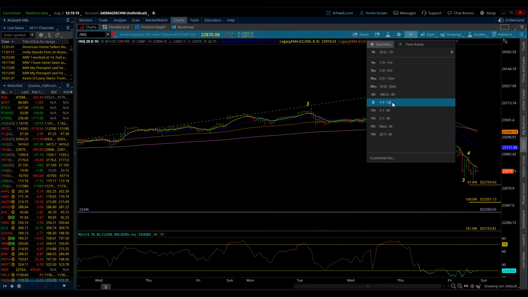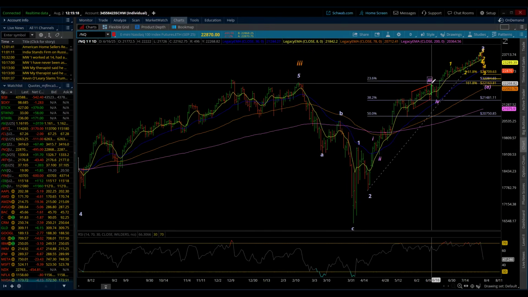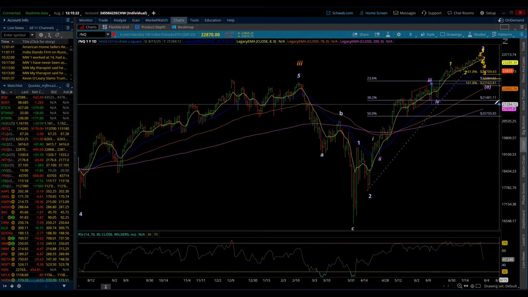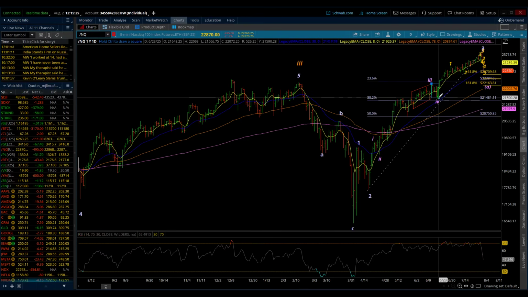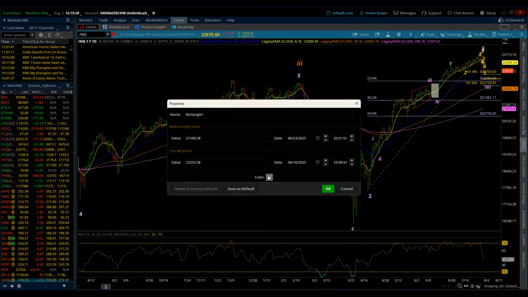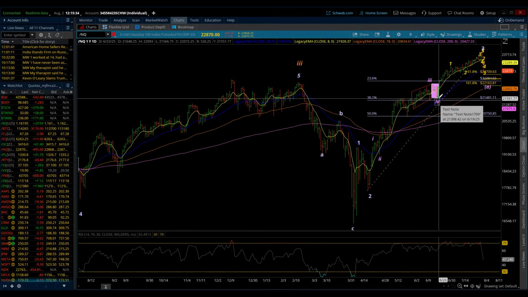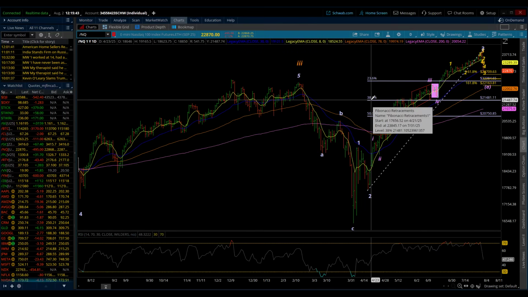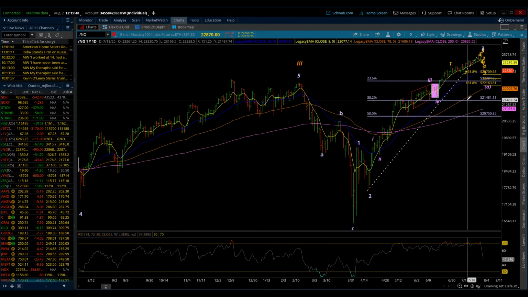Flipping out to the daily, let me put the box in. And right there, we're going to add this box. It goes actually small this time, very small. I'm going to edit and put this in the minuette degree. And there it sits, and that low is 21,566. We have 21,481 is 0.382. That's the most common for a fourth wave. So we got a lot more downside.